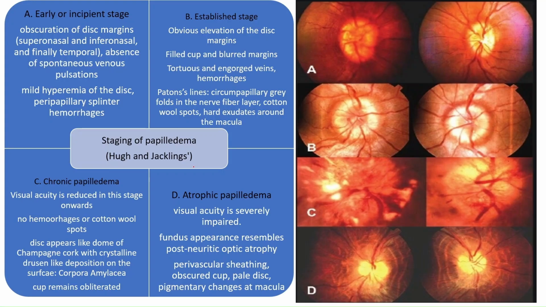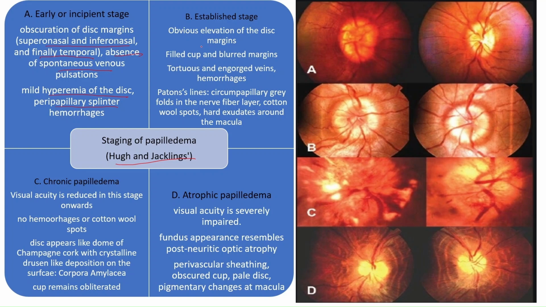Grading of papilledema is done by the Hoyt and Jacqueline classification, which says early, established, chronic and atrophic. What are the characteristics of early disc edema? There is just obscuration of the disc margins, usually going in the following order: supranasal, infranasal and finally temporal. The reasons for this I have discussed in the first class. There is absence of spontaneous venous pulsations, hyperemia of the disc and peripapillary splinter hemorrhages.